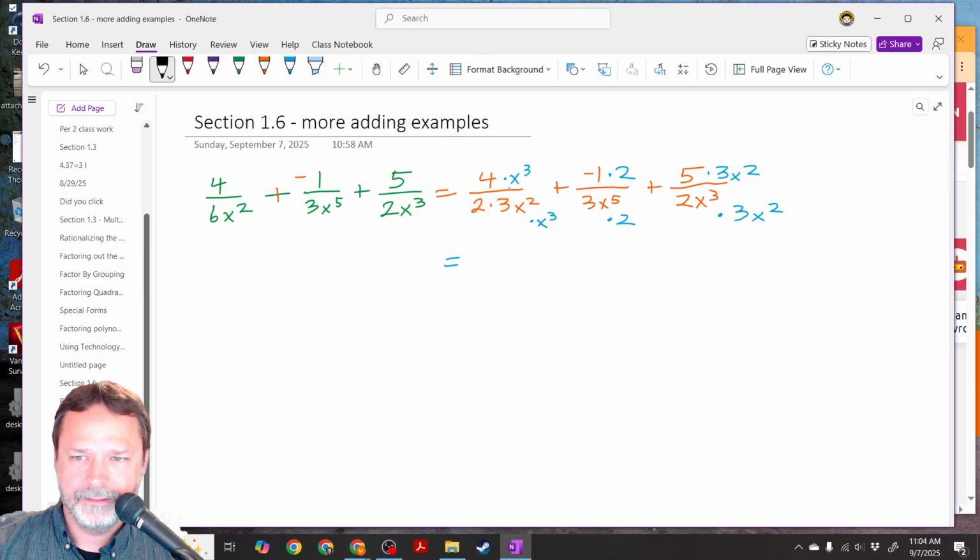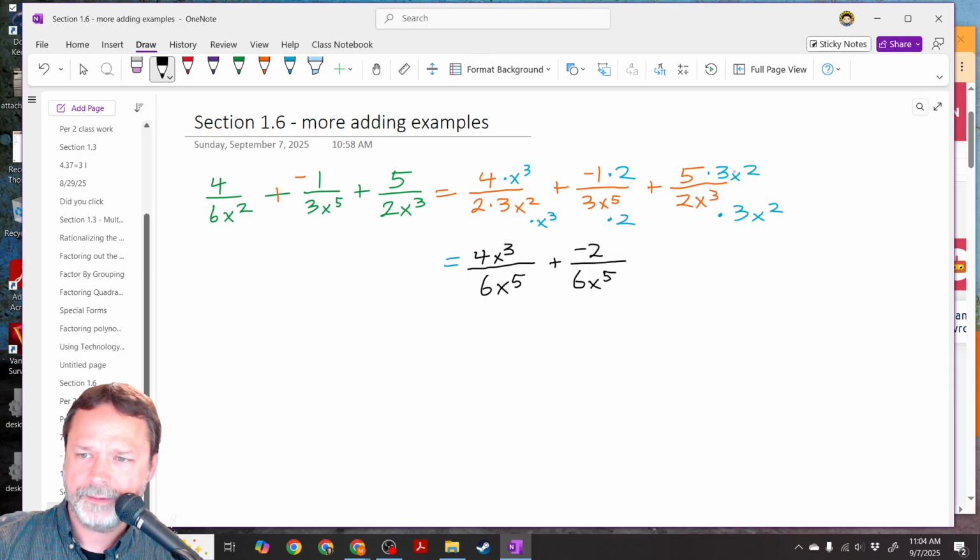Let's go ahead and multiply these numerators out all over the same denominator and then combine like terms, and we're done. It's too easy. So the first one's 4x cubed over, I'm just going to write 6x to the 5th. This one's so simple, I'm just going to leave it 6x to the 5th. And then we have a negative 1 times 2, so it's a negative 2 over 6x to the 5th. And then 3 times 5 is 15. So this is 15x squared for my numerator, all over, again, 6x to the 5th.